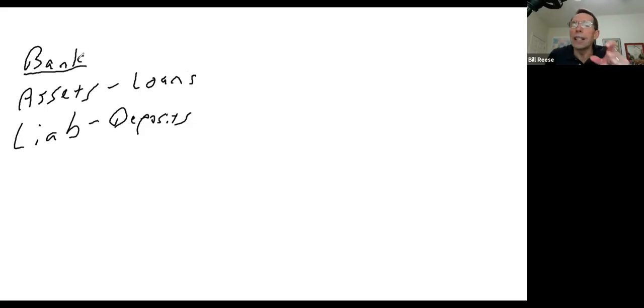Hopefully you're seeing now that for every financial instrument, fixed income instrument that we're referring to, for one party, it is an asset. For another party, it's a liability. For a deposit, for you as the depositor, it's an asset. For the bank, it's a liability. For a loan, for the bank, it's an asset. For you, it's a liability.